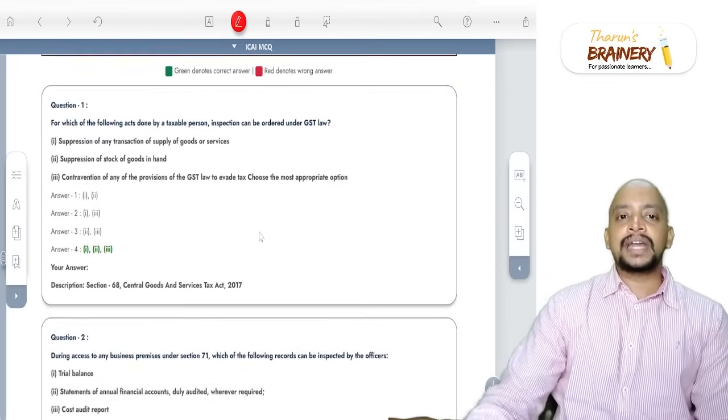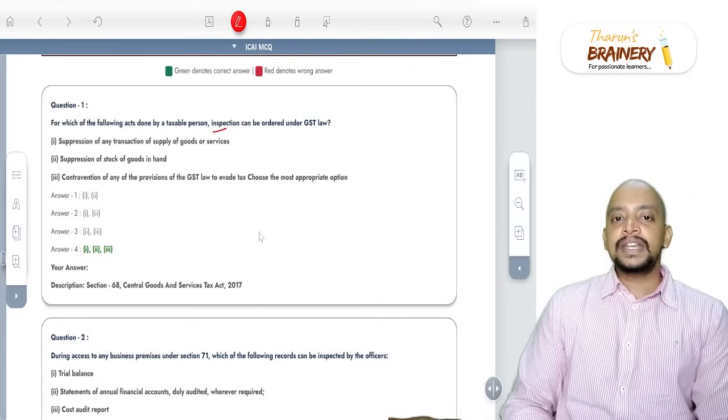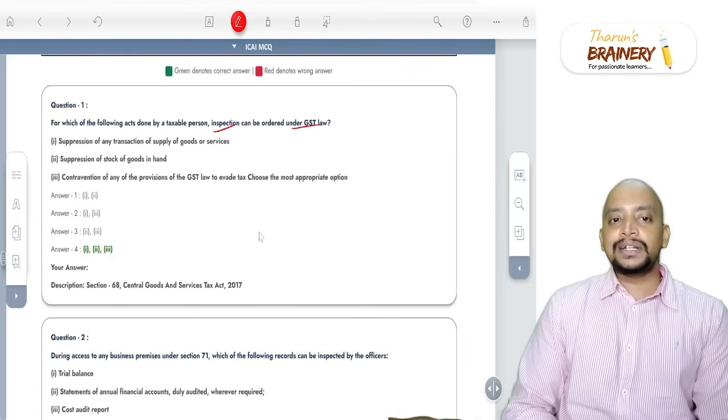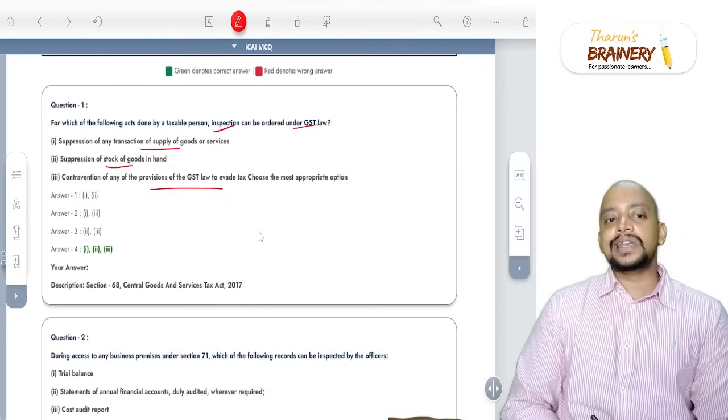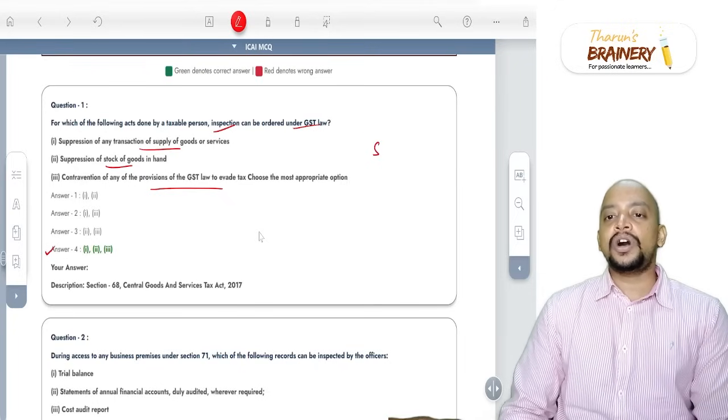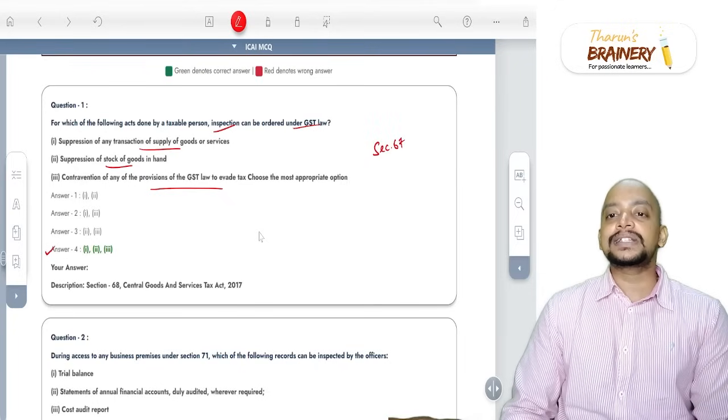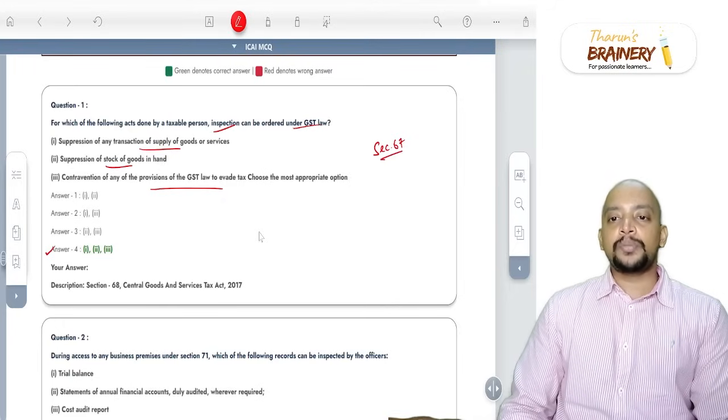For which of the following acts done by a taxable person, inspection can be ordered under GST law? Suppression of any transaction, suppression of stock, contravention of any provision to evade. All these three cases, inspection can be ordered under section 67, so by the proper officer.